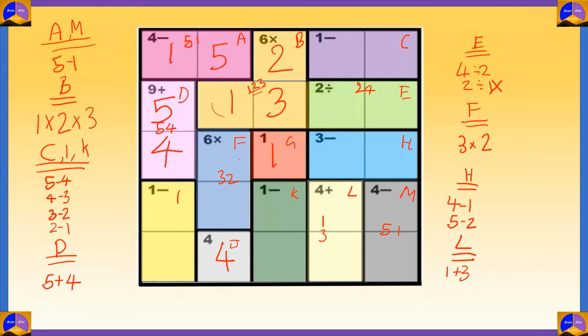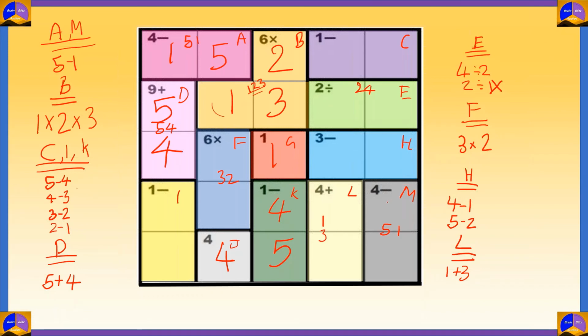Now, let's look at cage K. Now in cage K, the only option we can write is 5 and 4 because the other numbers are filled out in the same column. Now, as 4 already came in this row, 4 can't be repeated in the same row, so 4 can't come over here, so the 4 will be over here and below 5 will go.